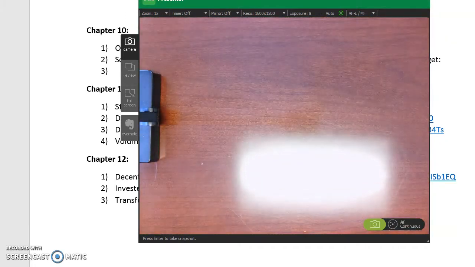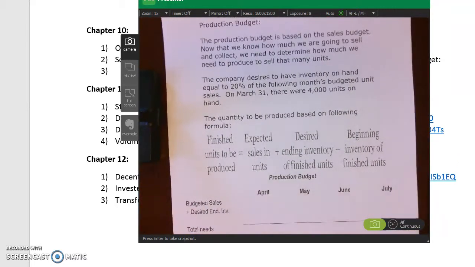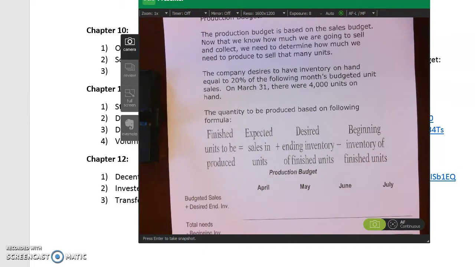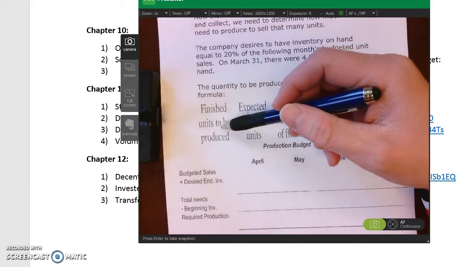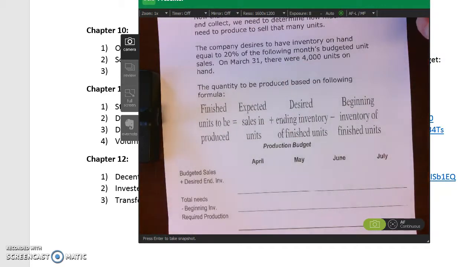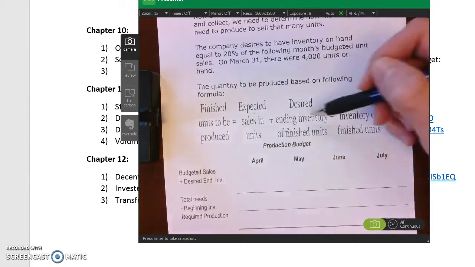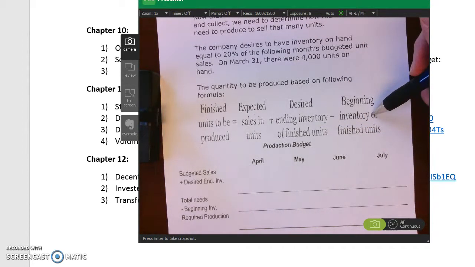Now, let's look at our production budget. So our production budget doesn't have any dollars. All it shows us is how much we're going to produce each month and for the quarter. So this is dependent upon sales. So what we're saying over here is this is our formula to figure out how many units we're going to produce. It's going to be equal to how much we think we're going to have in sales plus our desired ending inventory minus what we already have left over.